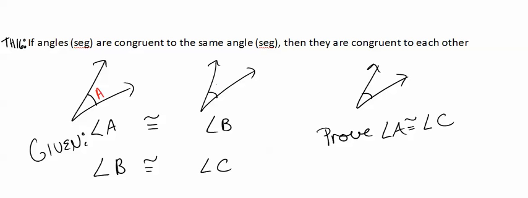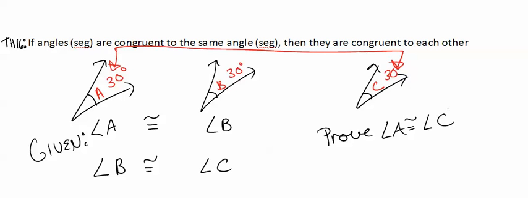So if we have, this is A, this is B, and this is C, and let's just think of angles, if this is 30 degrees and this is 30 degrees, we know that A is going to be congruent to B. And if we know that B is congruent to C, again being 30 degrees, we can just take out the middleman to say that A will be congruent to angle C.